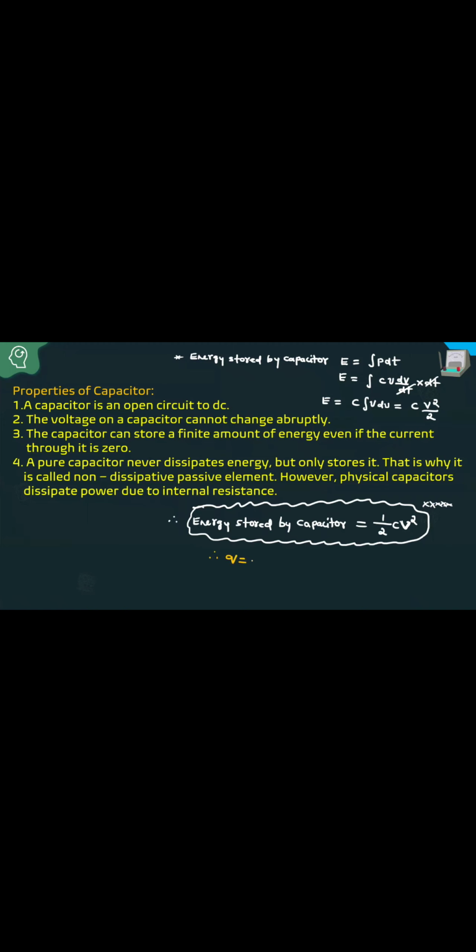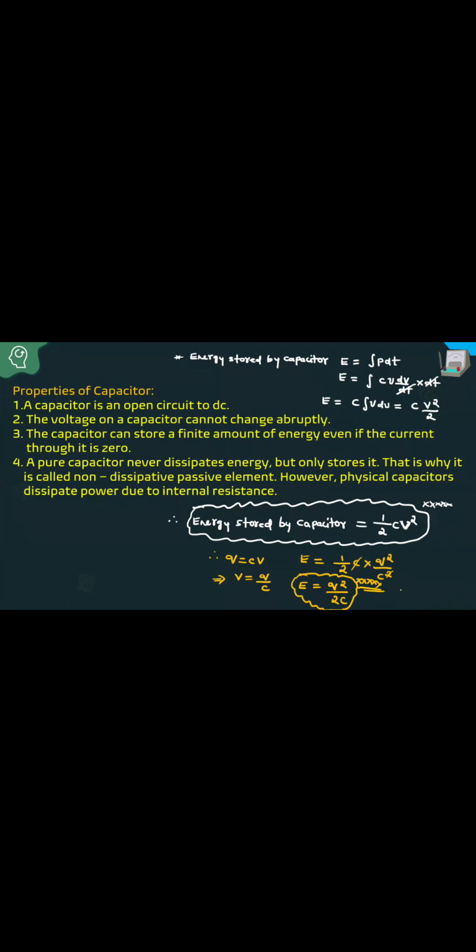We know that Q equal to CV. From this, V equal to Q by C. If you substitute V equal to Q by C, then what is the energy stored by the capacitor? Half into C into Q square by C square. C cancels. Then what is the energy equal to, students? Q square by 2C. This is one more form. Energy stored is equal to Q square by 2C.